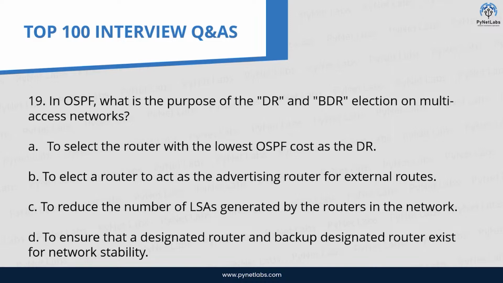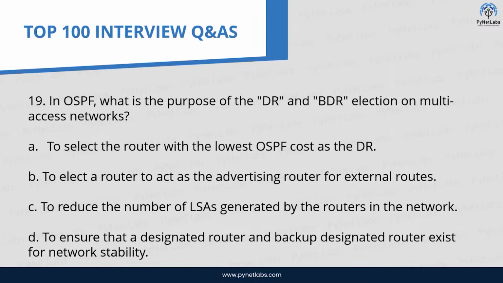C says to reduce the number of LSAs generated by the routers in the network. No, for that we have different concepts in OSPF, where different types of areas are deployed. So we don't really talk about the C point. B says to elect a router that acts as an advertising router for external routes. No. And A says to select the router with the lowest OSPF cost as the DR.